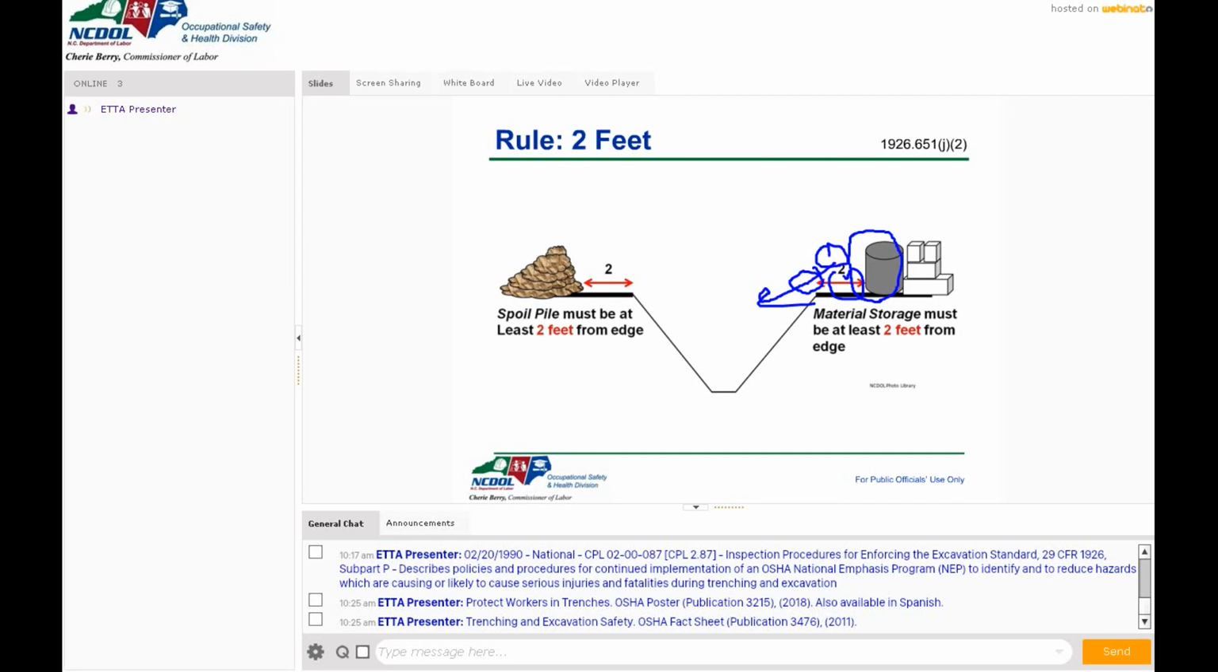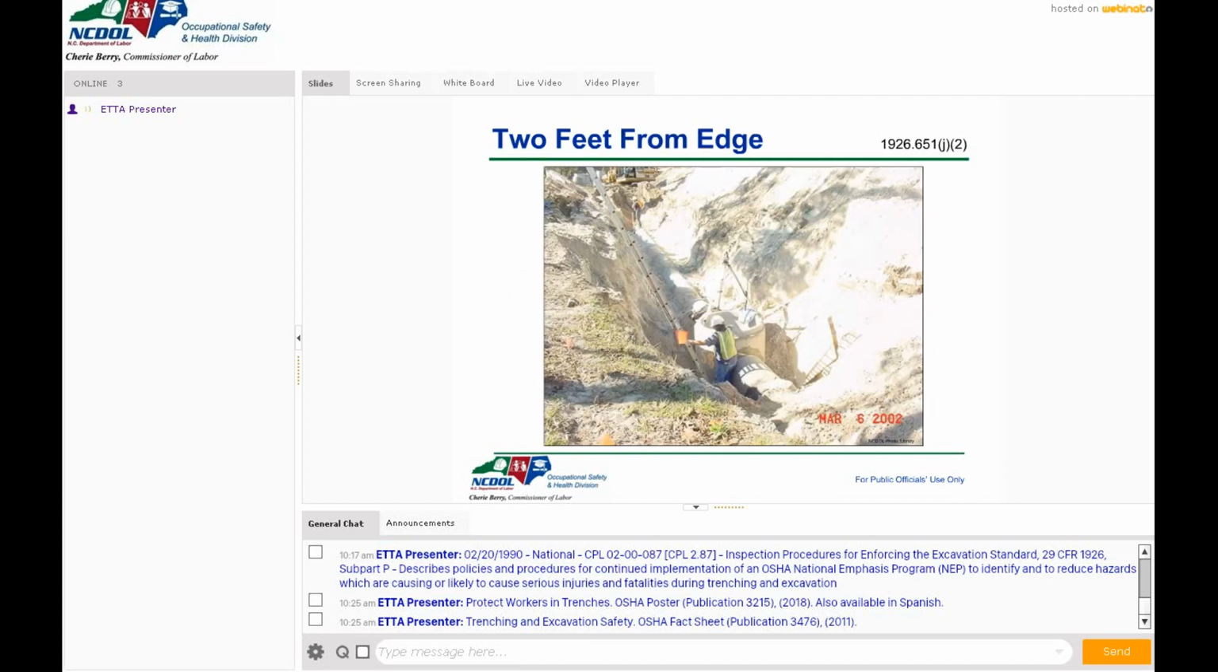There is another publication that you can go to, and I'll put a link up here for you. It's OSHA publication 2226, which is dated 2015, and it highlights a lot of the elements that you need to know in this particular standard and to be aware of on cave-ins.